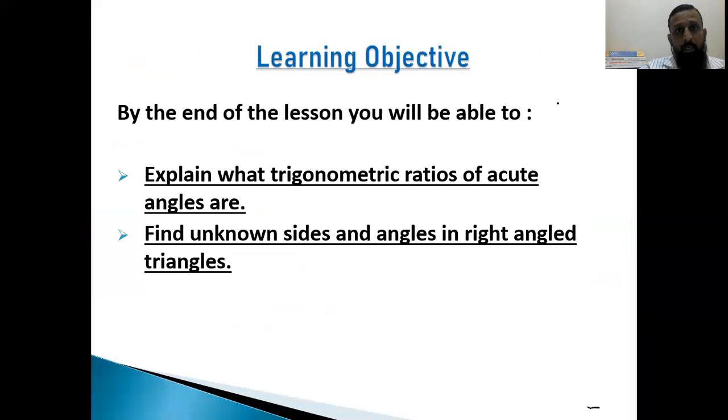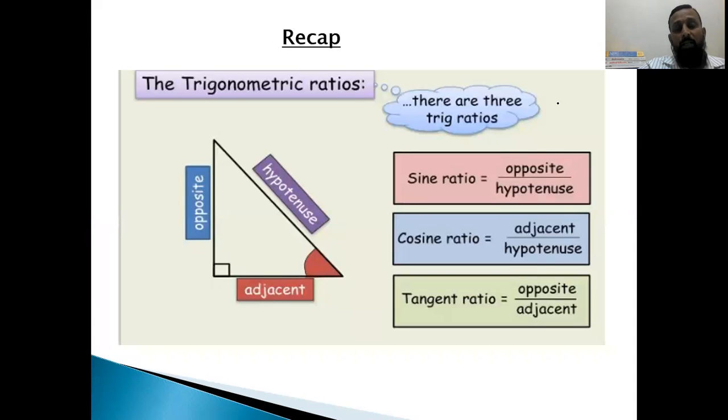Dear students, our learning objective for today, by the end of this lesson, inshallah, you will be able to explain what trigonometric ratios of acute angles are, and you will be able to find unknown sides and angles in right angle triangles. All right, let's have a quick recap of what we have learned earlier, boys and girls.